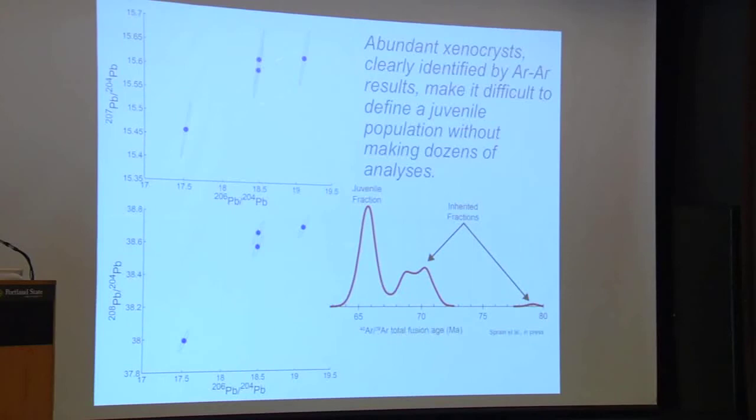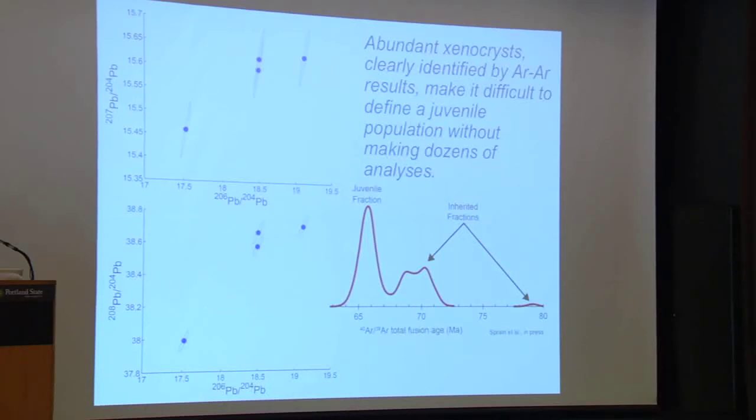We see a lot of scatter. I only measured 4 analyses, but there's a huge amount of scatter, obviously, in these. And we would be able to define a juvenile population, or at least a dominant population, if we made dozens or perhaps more than dozens of analyses, but that's not something that we were really all that invested in. So this one is a bit of a wash, I think.